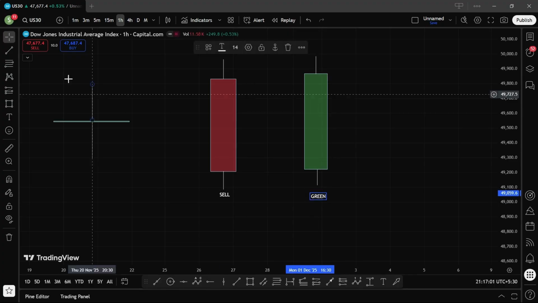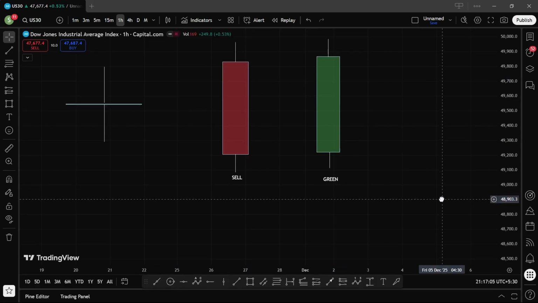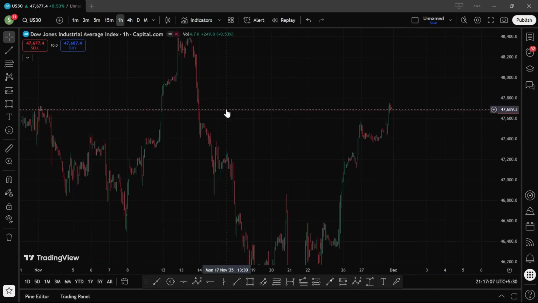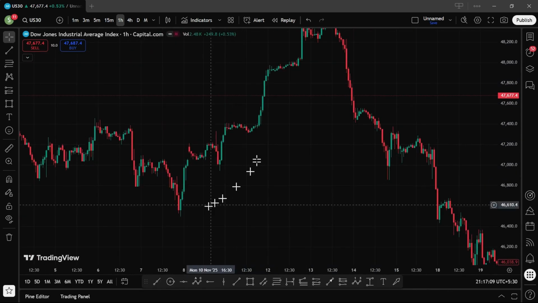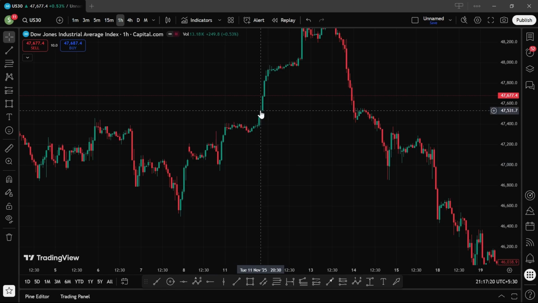Okay, so when the price is in a sell momentum, the candle is supposed to be red. When the price is on a buy momentum, the candle is supposed to be green. We'll get into more details now. As you can see, these are the only two types of colors we can spot on the chart, red and green.